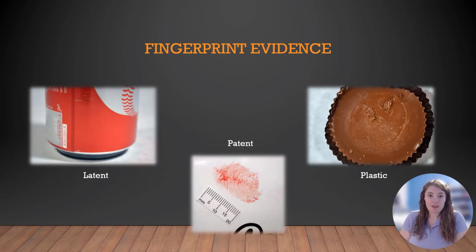Now, just to review, there are three primary types of fingerprints that we find at crime scenes. Latent fingerprints are fingerprints that are invisible to the naked eye. Patent prints are visible fingerprints, and plastic prints are three-dimensional fingerprints. Most of the processing methods that we discuss in our fingerprint lectures will focus on processing evidence for latent fingerprints, because that's the most common that we find.